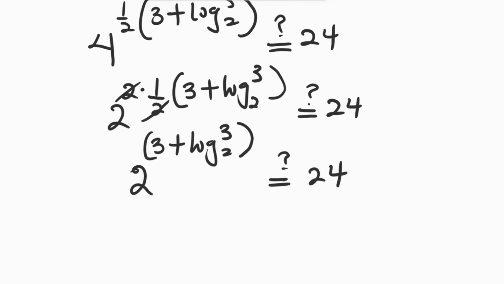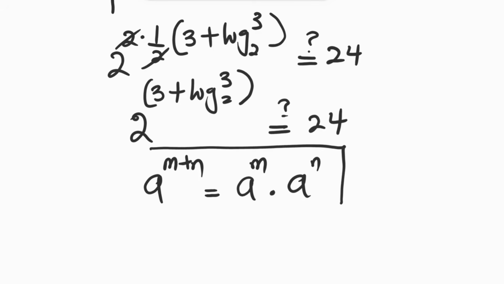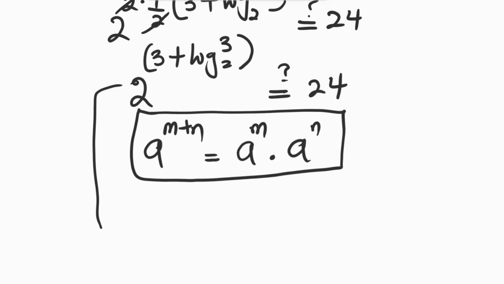Now from our rule of indices, a raised to the power m plus n is the same thing as a raised to the power m times a raised to the power n. This rule is going to apply to the left-hand side of our equation. And so now we have 2 raised to the power 3 times 2 raised to the power log of 3 base 2.